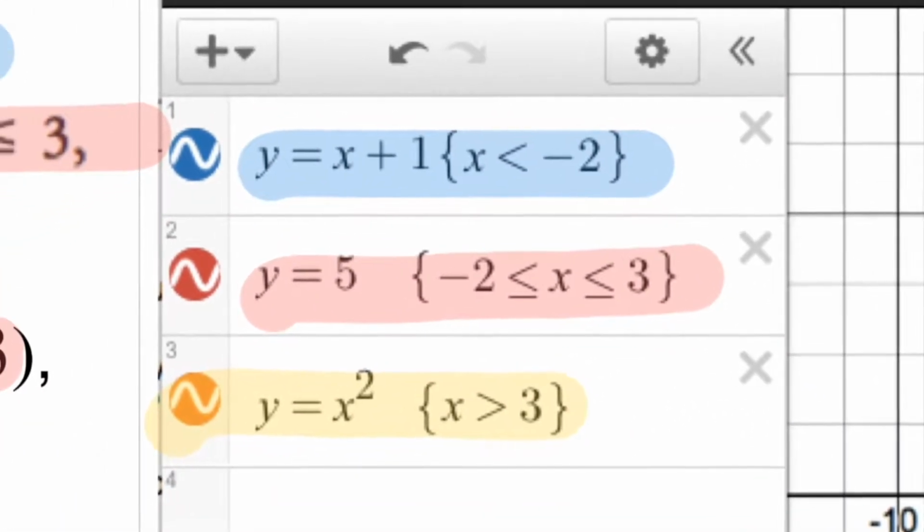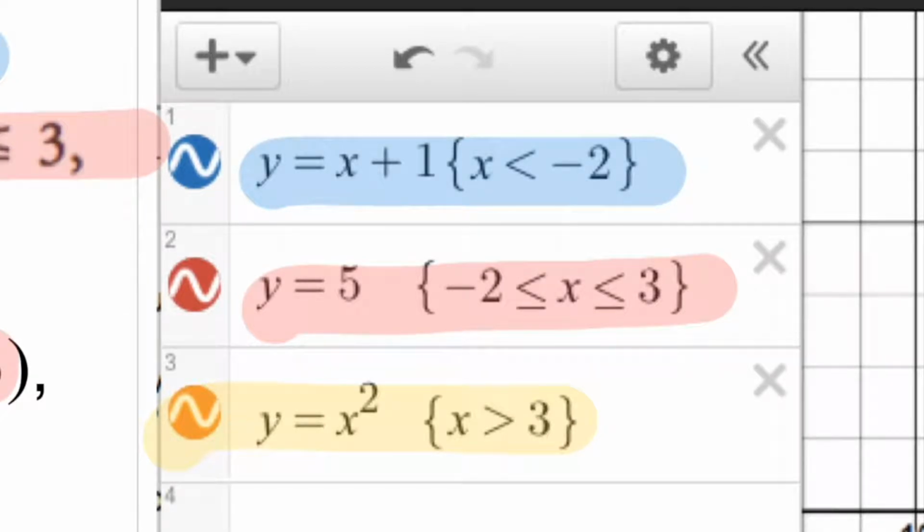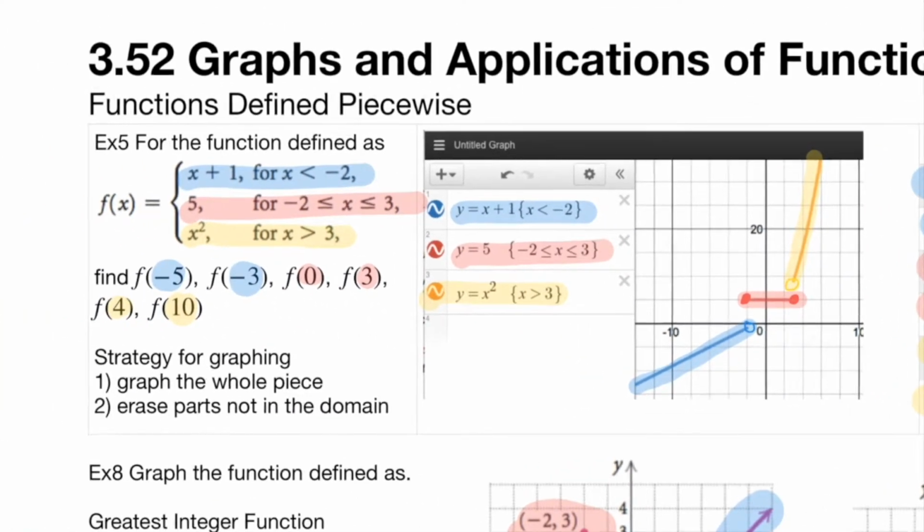Graphing it using Desmos, you would just type them in normally and then use these brackets here to state the condition that you want to use. Graph y equals 5, but only graph it for the x values between -2 and 3. Desmos can handle all that, and it does a great job of graphing it.